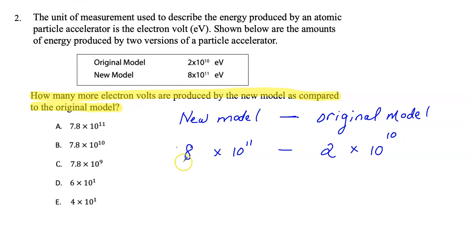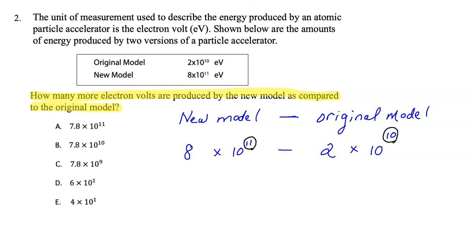Now what a lot of students do at this point is they see the 8 and the 2 and they say 8 minus 2 is 6, so my answer must be D. This is a trap answer. You need to remember when you have expressions like this and you're adding and subtracting, the exponents need to be the same. And this exponent is 11 and this exponent is a 10. So what I'm going to do is change this 11 into a 10 to make it the same as this exponent. Now, you could turn this 10 into an 11 to make it the same as this, but I'm going to do it the first way I said it.